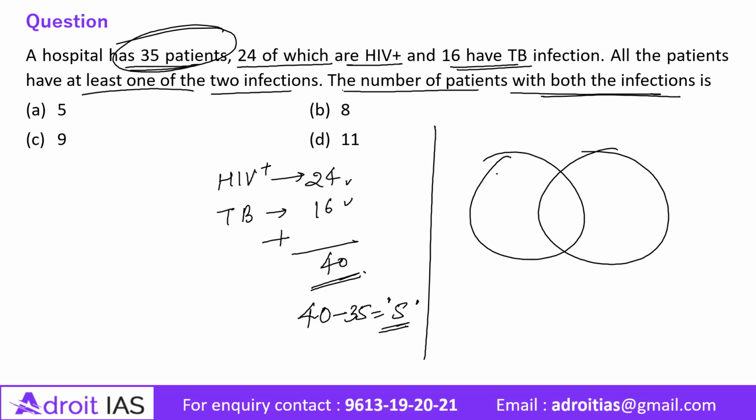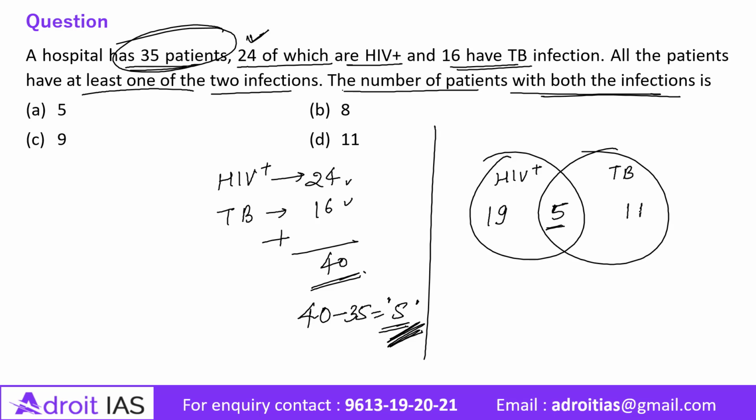So let's say this is HIV positive and this is TB. 5 is common, so please fill 5 over here. How many cases of HIV positive? HIV is 24, I'm sorry. So in this oval, 24 should be coming. 5 is already here, so 19 is left. And in this oval, for TB, we should have 16 patients. Out of 16, 5 are already there, so 11 are left.